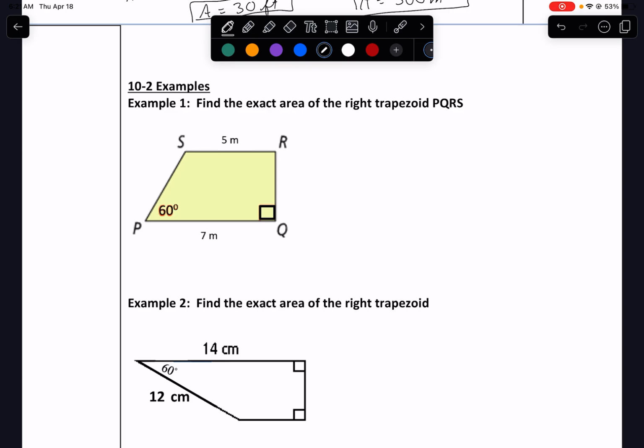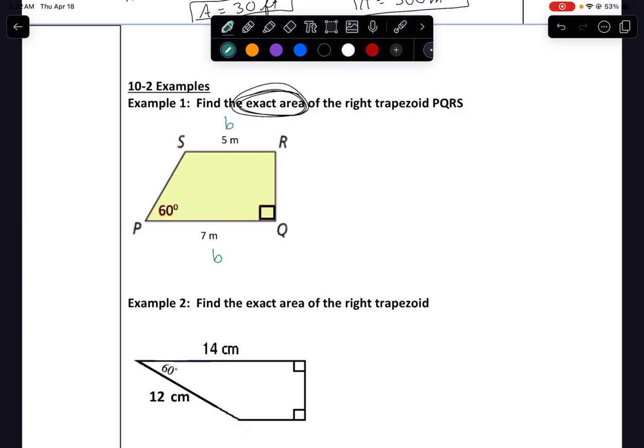Okay, so more examples. So for number 1, it says find the exact area of the right trapezoid PQRS. So we're seeing the word exact, and so because of that, we're going to want to make sure that we think about simplifying everything and then not multiplying by square roots, or if we use trig, we would leave the tangent or the sine or the cosine inside of our answer to keep it exact. So the first thing I see on this is that we already have our bases.